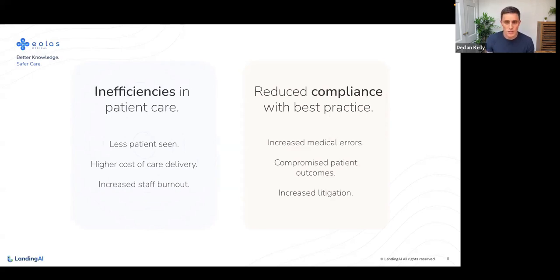It's extremely frustrating as a clinician when you know you need to access information to double check something or to see what the protocol is for a certain condition, and you're going through an intranet to try to find it and you just can't find it. So that actually contributes to staff burnout as well. The other aspect is it reduces compliance with best practice if you're not able to access that knowledge, and that increases medical errors, increases patient morbidity and mortality, compromises outcomes, and then ultimately it can cause increased litigation for the health system as a whole.